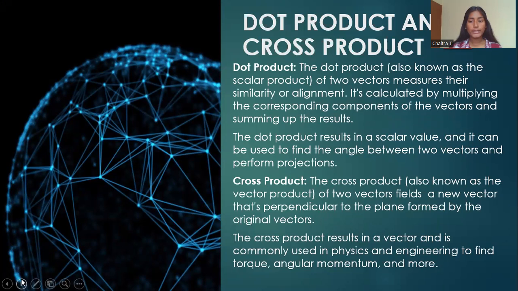Cross product. The cross product, also known as the vector product, of two vectors yields a new vector that's perpendicular to the plane formed by the original vectors. The cross product results in a vector and is commonly used in physics and engineering to find torque, angular momentum, and more.